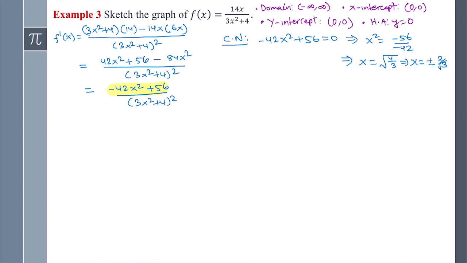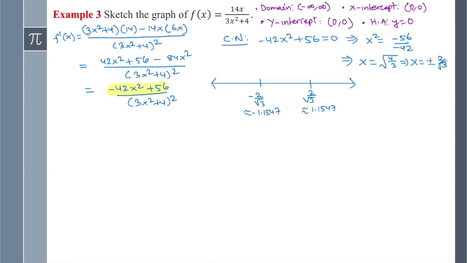Let's do the sign test. We'll draw a number line, and we have two critical numbers. Negative 2 over square root of 3, if we put this into the calculator, is approximately negative 1.1547. And 2 over square root of 3 is approximately 1.1547. So now let's take a number from here.